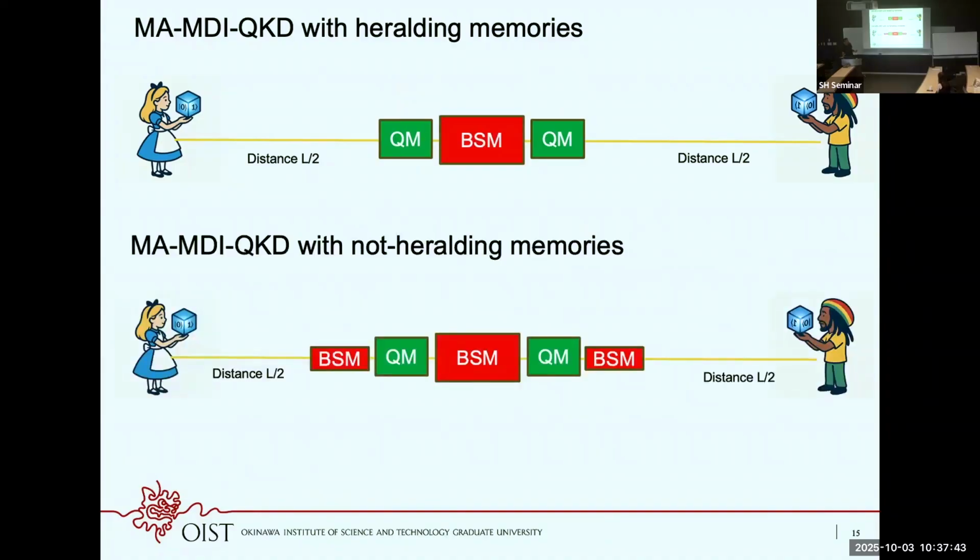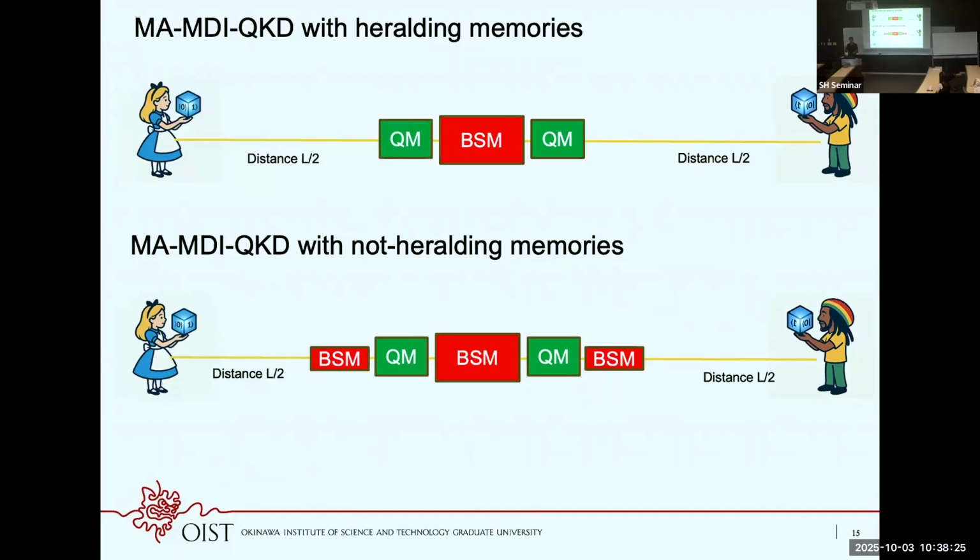These memories cannot do the cute things. There's basically nothing we can do to detect, or rather to herald, the arrival of the photons into the quantum memories. So basically we can have these two types of memories. When I did my PhD a long time ago, these heralding memories, which are a type of quantum memory, were very demanding. The coherence times were very small. So we said, okay, let's use non-heralding memories.